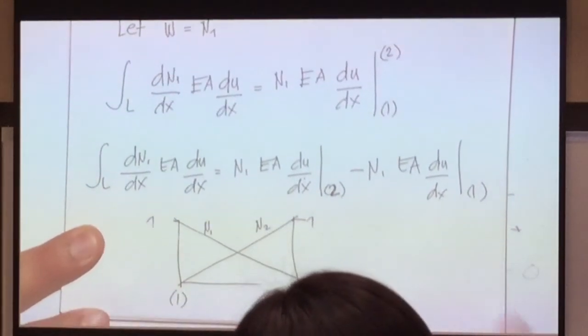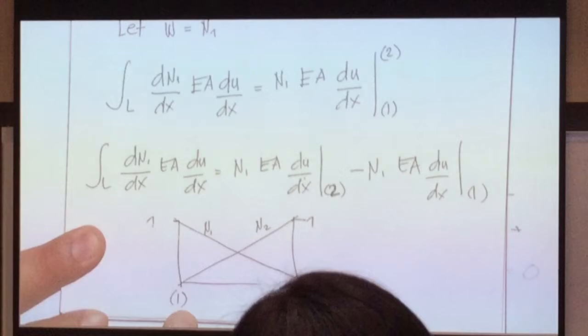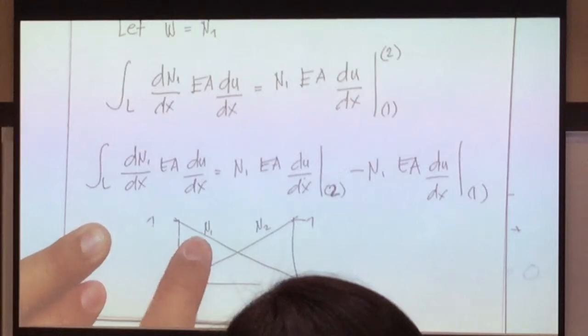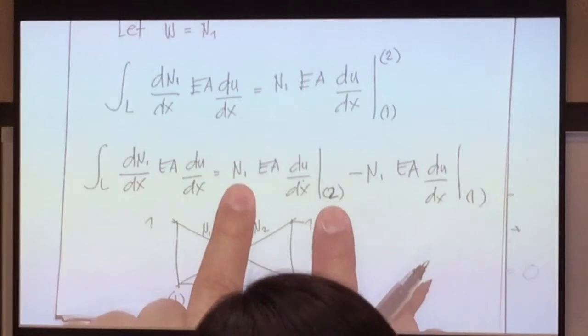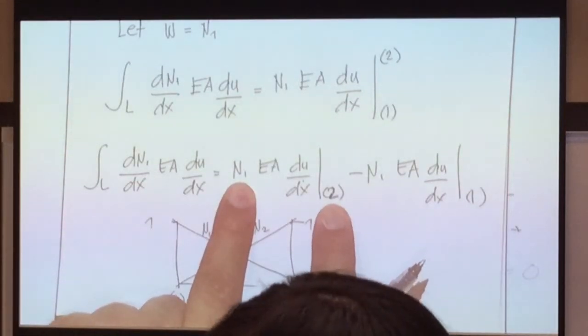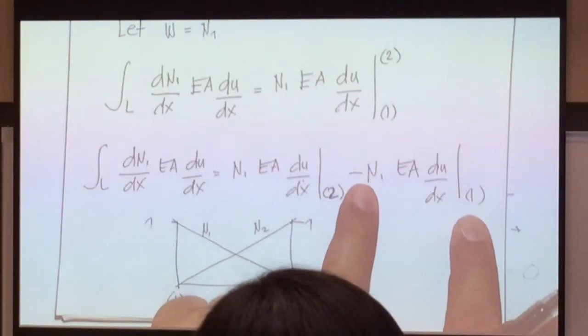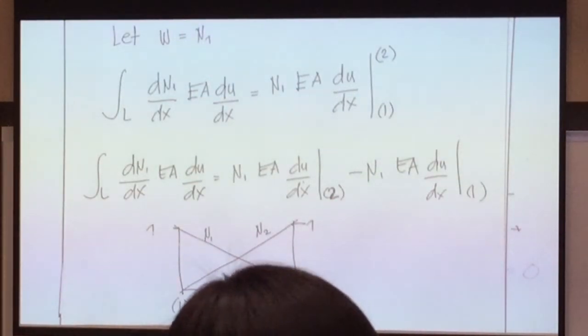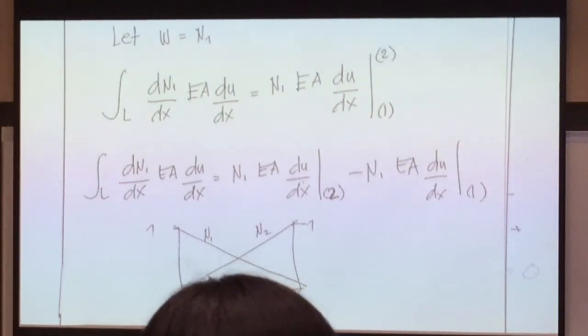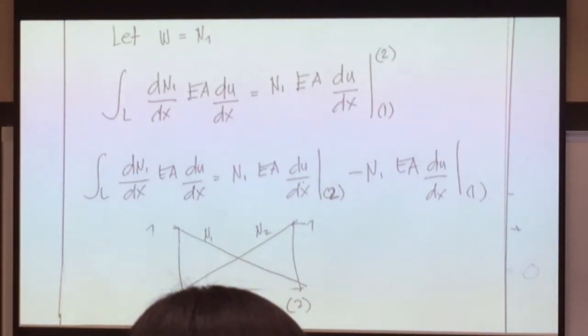So what can we say about N1 at node 1? N1 at node 1 is equal to 1. N1 at node 2 is equal to 0. So have a look at this one here. N1 at node 2 is 0, N1 at node 1 is equal to 1. So that simplifies things already. So once you expand that, I'm just using dN1/dx at the moment. So du/dx, EA.